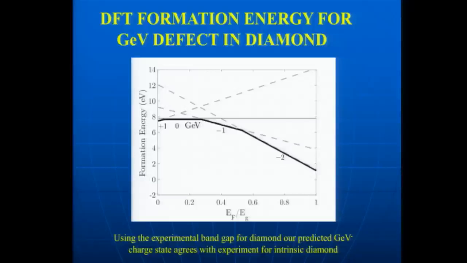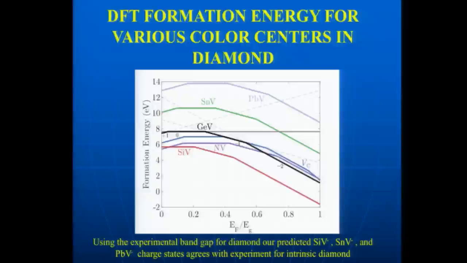So given the ability now to actually go into the lab and make color centers and hopefully devices of other elements in the group four column of the periodic table, namely tin and lead, we've calculated using density functional theory the formation energy for all of these particular color centers. We put in the color center for the carbon vacancy for a reason I'll explain in a minute.